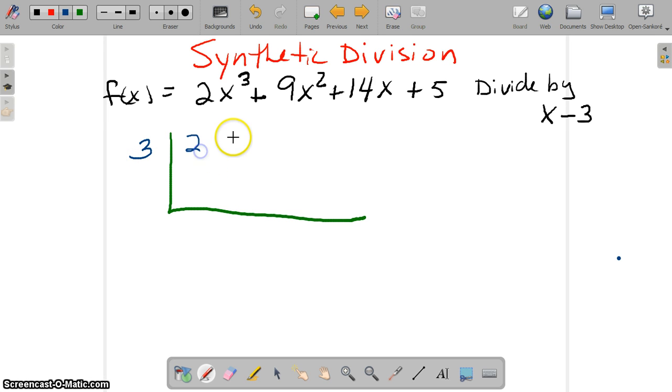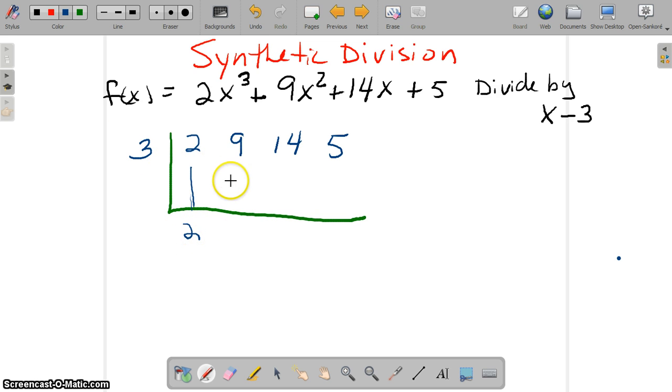Then I'm going to put all of my coefficients all the way down to my constant. Okay, and I don't have any missing. There's an x cubed, an x squared, and an x and a 5, so I don't have to put any zeros in there. Then I'm going to go ahead and do my synthetic division, which you already know how to do. I'm going to bring down my 2.